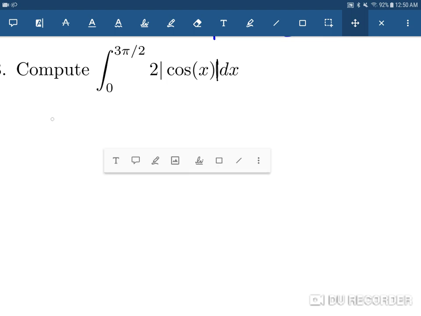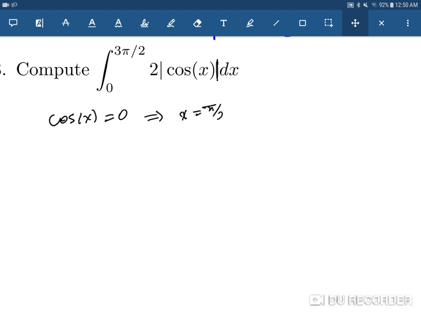So the first step is to set cosine of x to 0 and solve it. What we know is that cosine of x is 0 between 0 and 3 pi over 2 only for x equals pi over 2. Because cosine of x is 0 at pi over 2, and then 3 pi over 2, and then 5 pi over 2, and so forth, or at minus pi over 2 also, if you remember your unit circle. But 3 pi over 2 is just at the boundary point, so what we need is the zeros between 0 and 3 pi over 2.